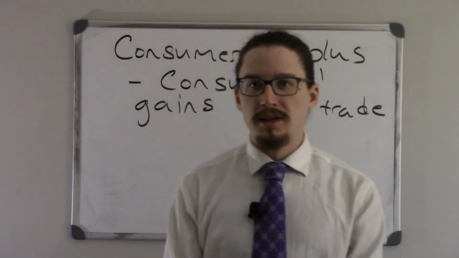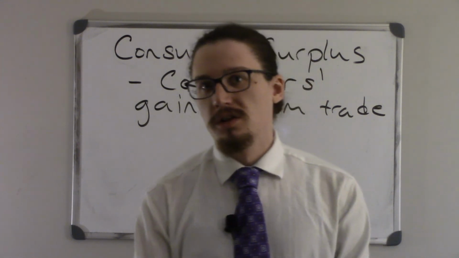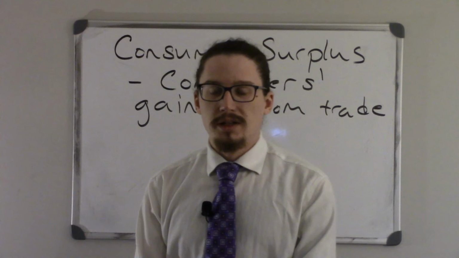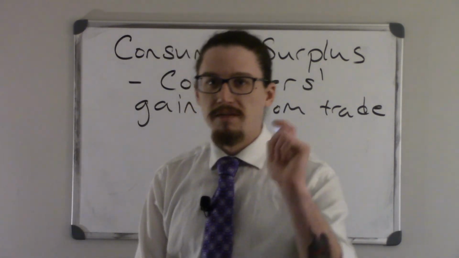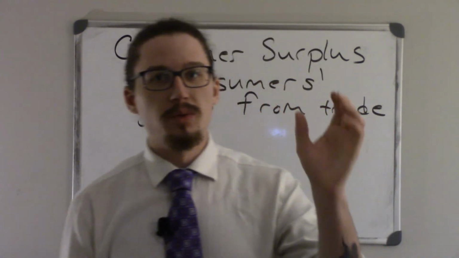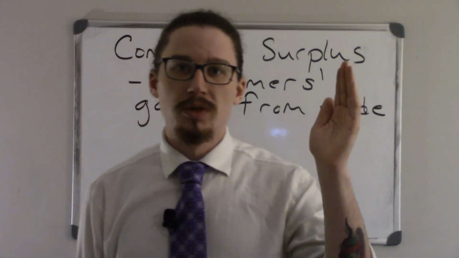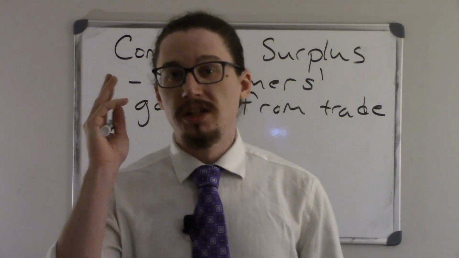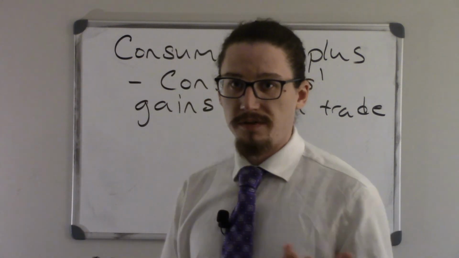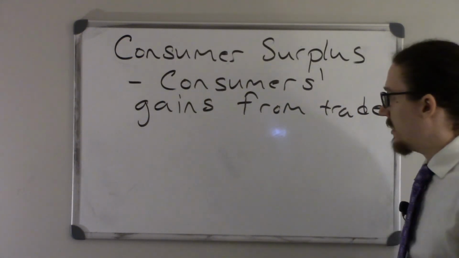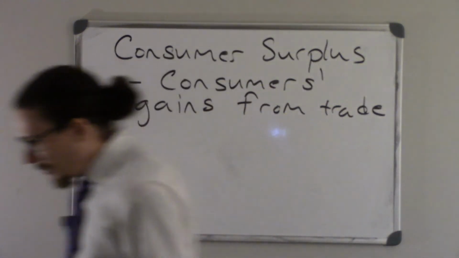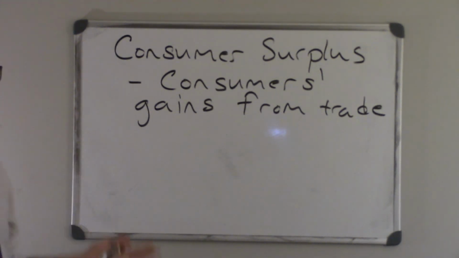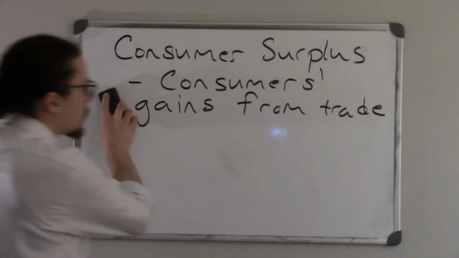She also has $15 left out of the $50 she would have been willing to spend. So her consumer surplus is that $15, the difference between how much she was willing to pay for the rug, $50, and how much she actually did pay for the rug, which was the $35. That is an example of consumer surplus on an individual basis.